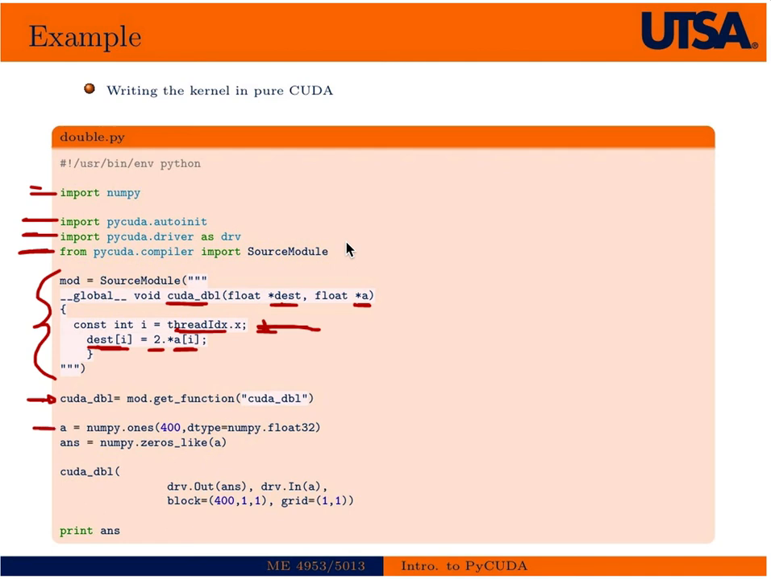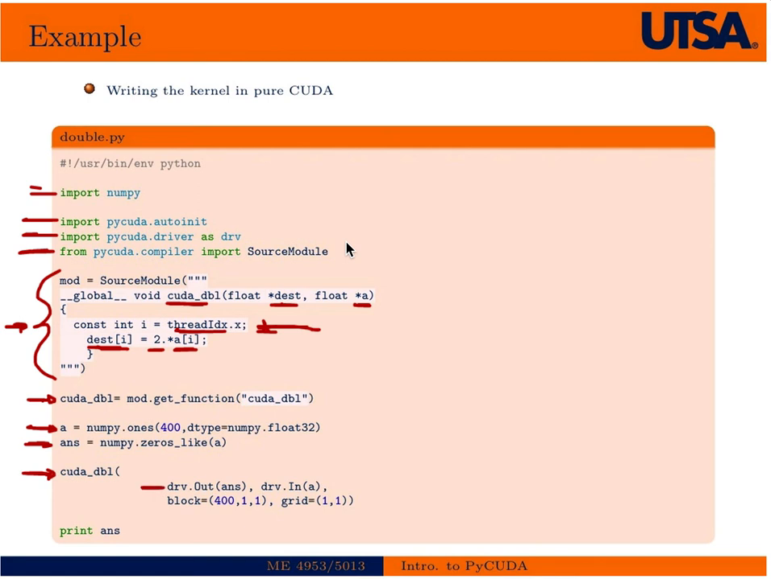So the first thing we do is assign a variable A that's going to be 400 ones. And we're going to assign an empty variable answer that's the same size as A, but with zeros. Then this is where we call the code. When we do this, PyCUDA compiles the source code up here with the NVCC compiler, takes care of everything behind the scenes, and then there's some kind of special output here.